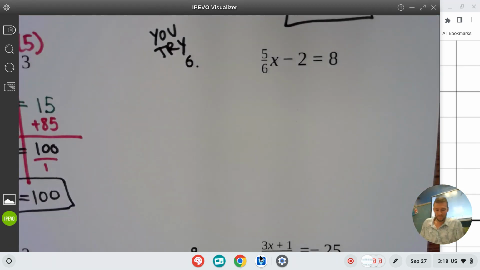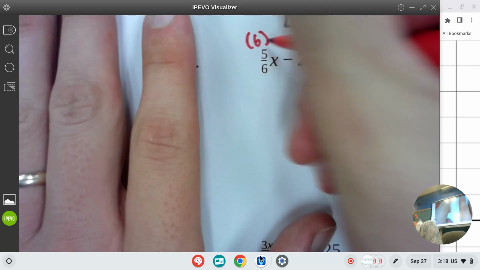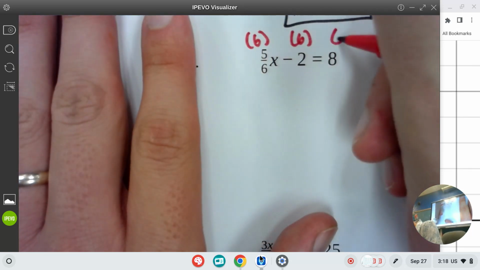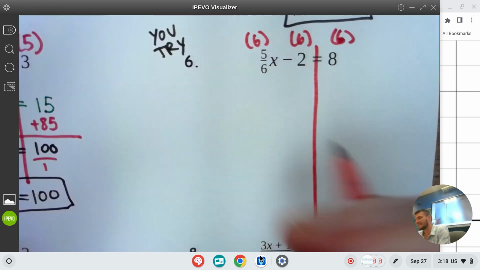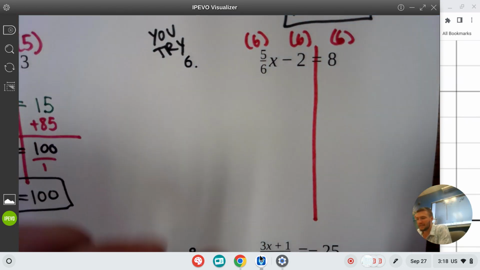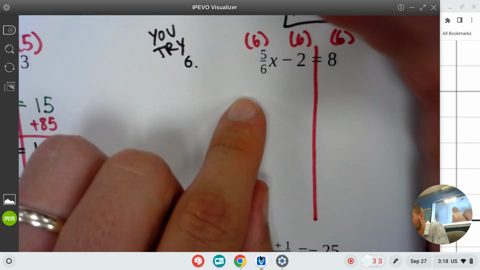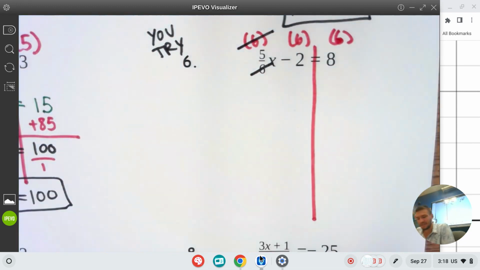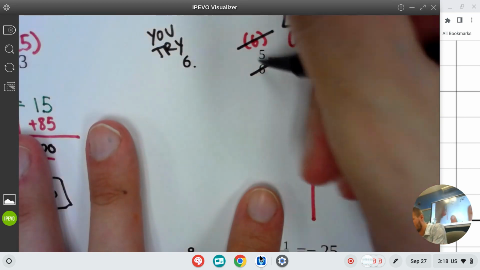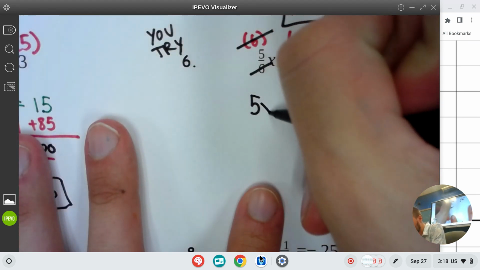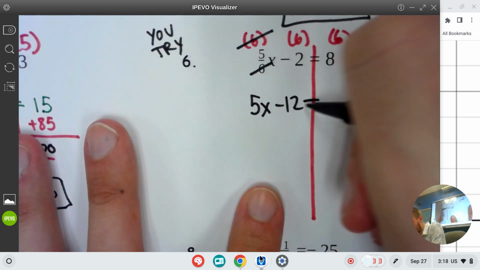What number do we need to multiply everything times? 6. We're going to put a 6, a 6, and a 6. When we have all 3 of these 6s, which one is going to battle to the death? The first one. Yeah, you're right. The first person is gone. Then we got what's left over? 5x minus 12 equals 48.